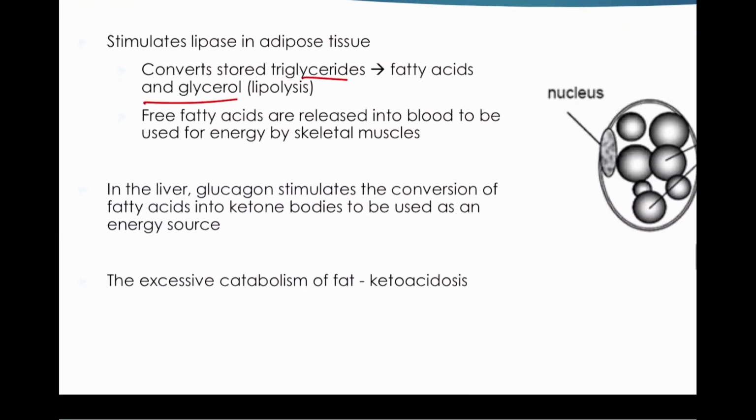In the liver, glucagon stimulates the conversion of fatty acids into ketone bodies to be used as an energy source. So when you get excessive catabolism, what does catabolism mean? Break down. What is to build up? Anabolism. Think of anatomy: ana is up, tomi means to cut, so anatomy is to cut up the body. That's where the word anatomy comes from. And so anabolism is building up, catabolism is breaking down.